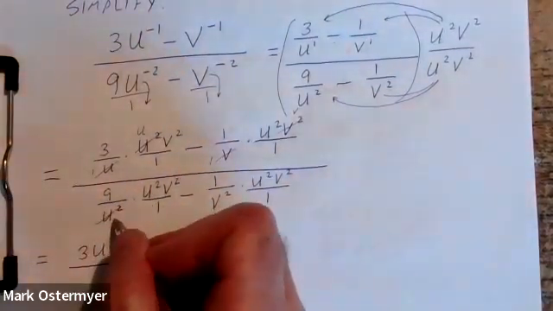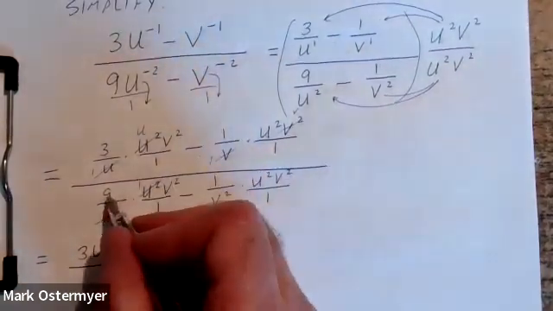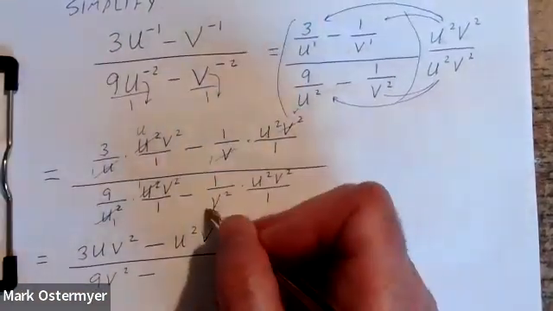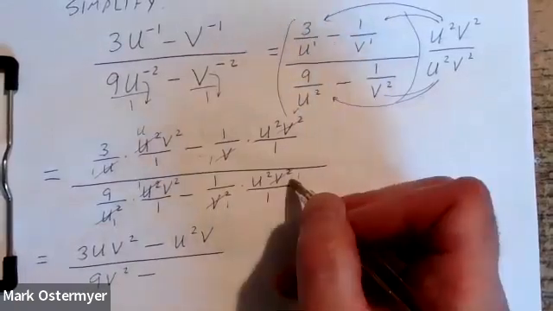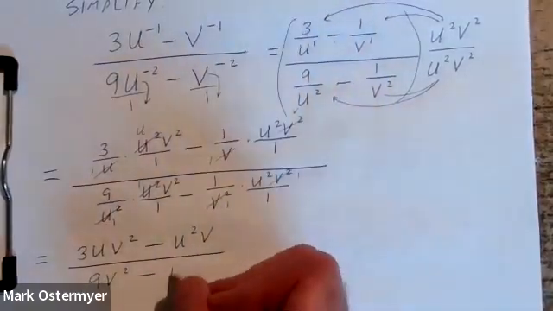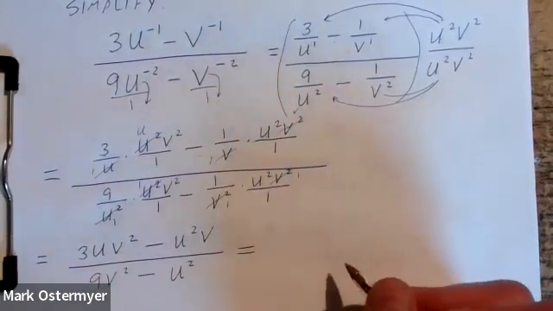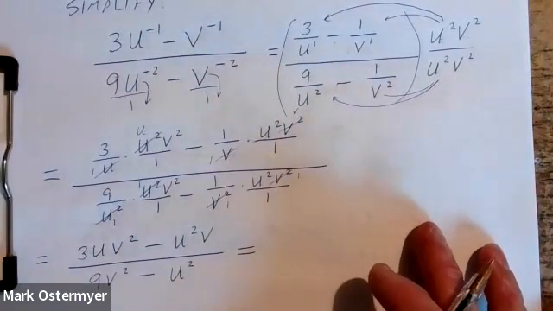Downstairs, this u squared will reduce out with this u squared here to 1s, and we're left with 9v squared. Here, this v squared divides into itself once, divides into v squared here once, and I'm left with minus u squared. All right, so this is what I got now.